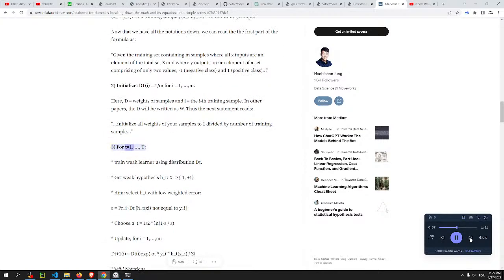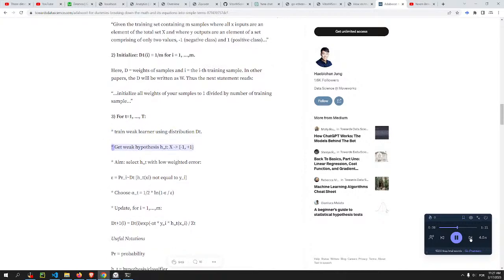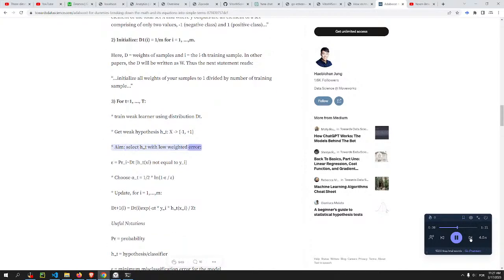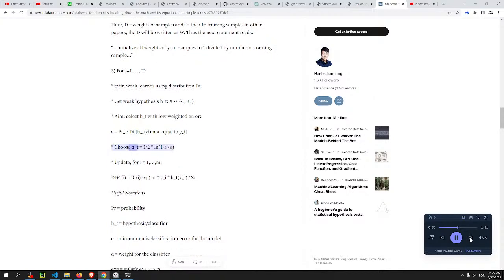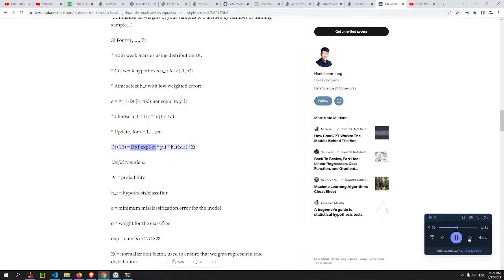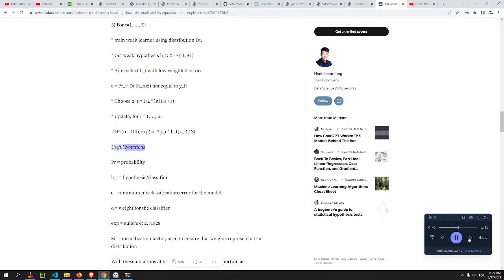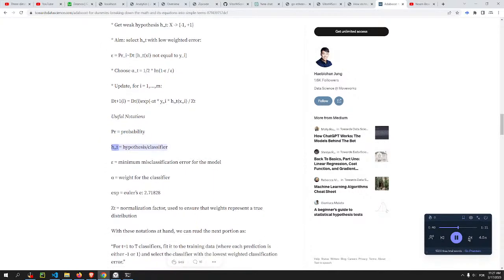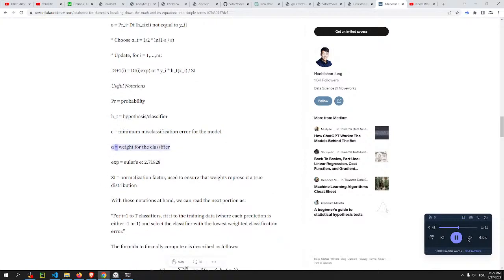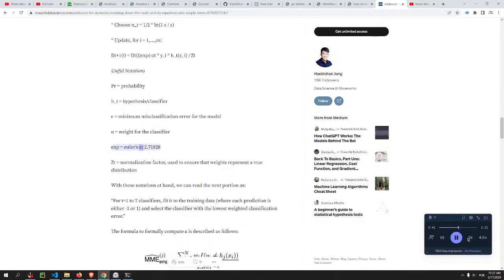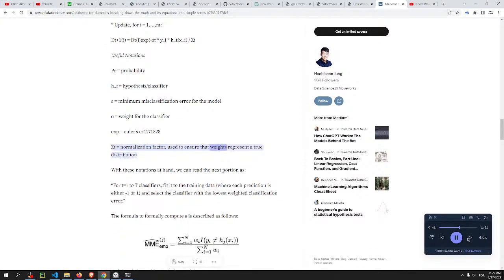3. For t = 1, ..., T: train weak learner using distribution D_t; get h_t with low weighted error, epsilon = Pr_i~D_t[h_t(x_i) ≠ y_i]. Choose alpha_t = 1/2 * ln((1 - epsilon)/epsilon). Update D_{t+1}(i) = D_t(i) * exp(-alpha_t * y_i * h_t(x_i)) / Z_t. Useful notations. Pr equals probability. h_t equals hypothesis/classifier. Epsilon equals minimum misclassification error for the model. Alpha equals weight for the classifier. exp equals Euler's e. Z_t equals normalization factor, used to ensure that weights represent a true distribution.